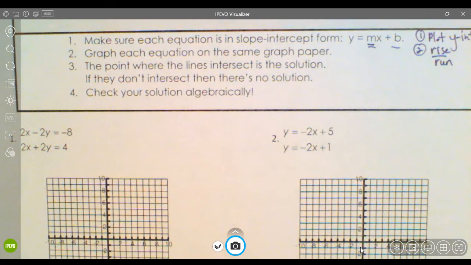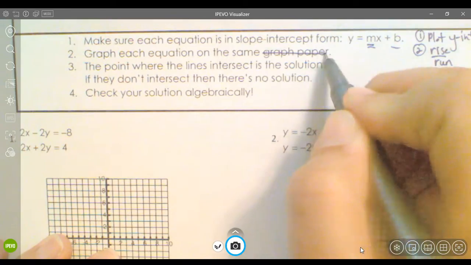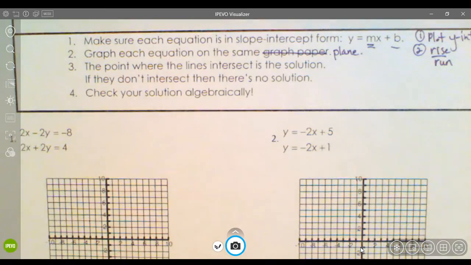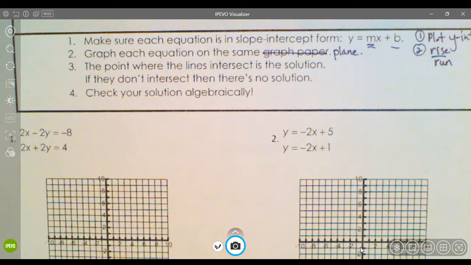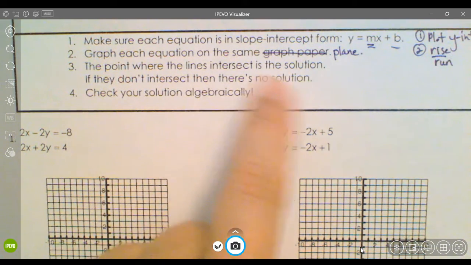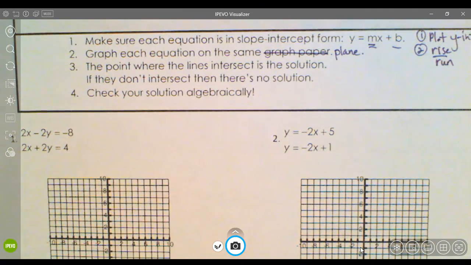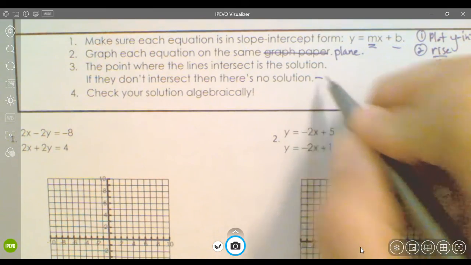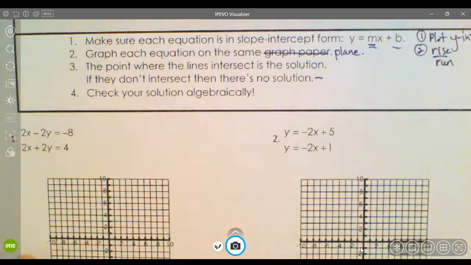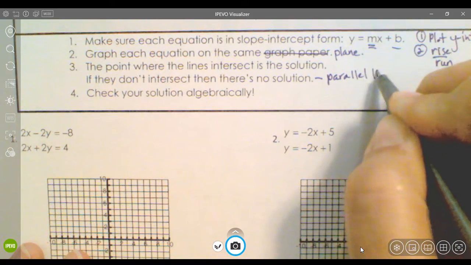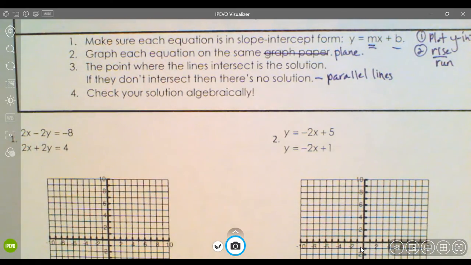You will graph each equation on the same graph paper? Nah. I want to use the proper terminology. You will graph them on the same plane, the same coordinate plane. The point where the lines intersect is the solution. If they don't intersect, then there's no solution. What do lines look like when they don't intersect? Oh, they're parallel lines. And then you'll want to check your solution algebraically.